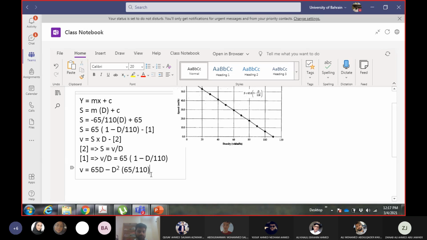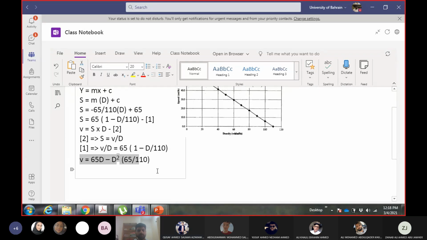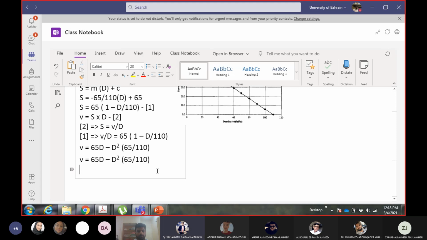This is the equation, or not yet. You can simplify this ratio. So 65 upon 110 is equal to how much? 0.59. So the final equation for V will be, we'll call it equation 3. So this is equation 3, which is between flow and density. So now you have the equation between flow and density as well.